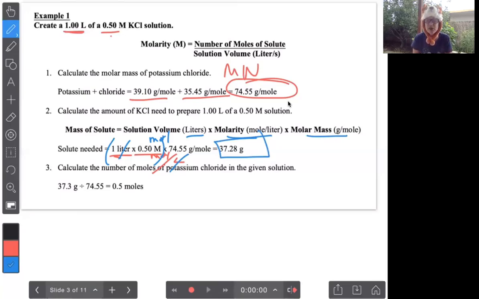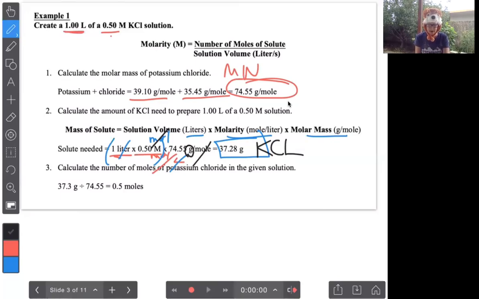So how are we left with just grams? What happened to our mole? What happened to our units? Well, looky here, the mole here and the mole there cancel because they're on top of each other. It's like a 1 and a 1 on top of each other, gone. And we are left with grams. So now we know we need 37.28 grams potassium chloride. And so that's how much we would put.